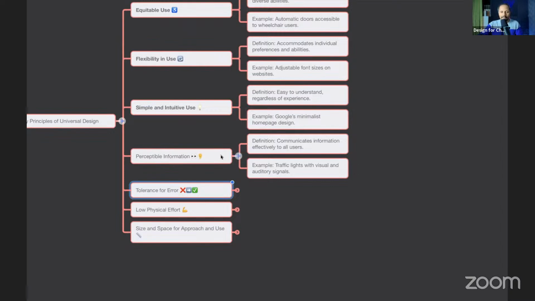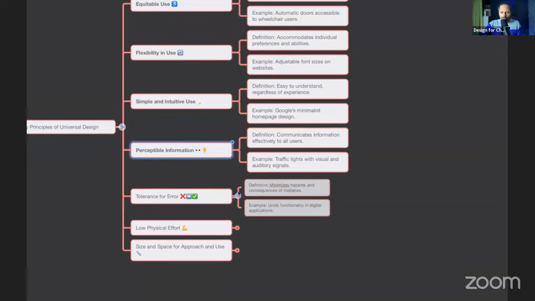Okay. Perceptible information communicates information effectively for all users. Traffic lights use visual and auditory signals. Green, all over the world, green is green. Red is red. How many of you want to debate with me on this? We cannot question this. These are all universal principles. Green is for go. Red is for stop. Yellow is for getting ready. These colors are very common, and you cannot really question that because we've been ingrained in these habits for a very, very long time.